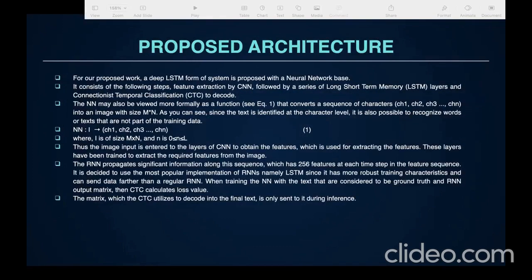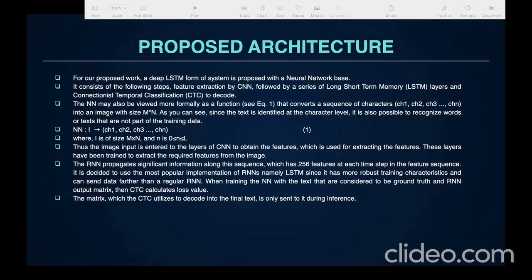Coming to the proposed architecture, our proposed work had a deep LSTM form of system with a neural network base. Now, coming to the basic idea of why this LSTM is used, LSTM is a variety of recurrent neural networks that are capable of learning long-term dependencies, especially in sequence prediction problems. Since in our project, the system first transforms each word picture into a sequential signal, LSTM is best suited.